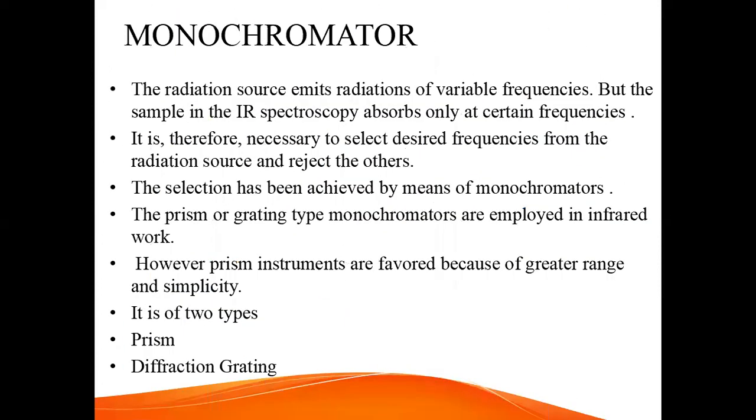Monochromators. The radiation source emits radiation of variable frequencies, but the sample in IR spectroscopy absorbs only at certain frequencies. It is therefore necessary to select desired frequencies from the radiation source and reject the others. The selection is achieved by means of monochromators. Prism or grating type monochromators are employed in the infrared region. However, prism instruments are favored because of greater range and simplicity. There are two types: prism monochromator and diffraction grating monochromator.